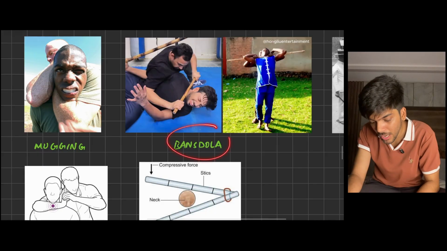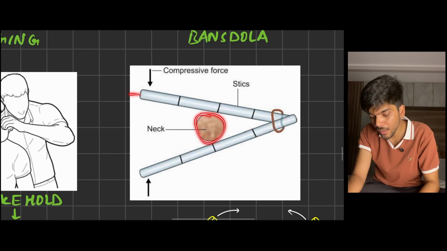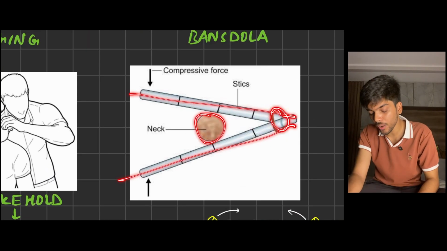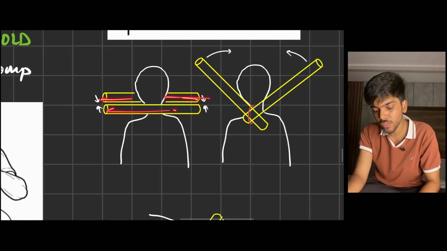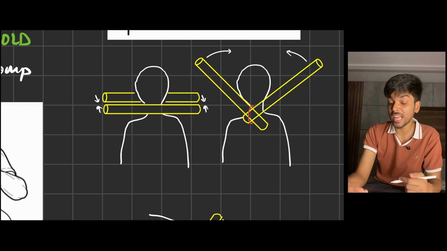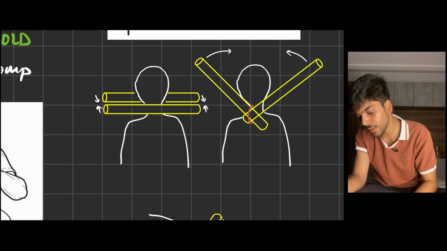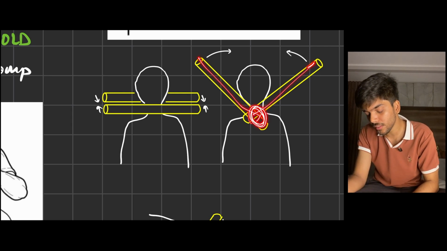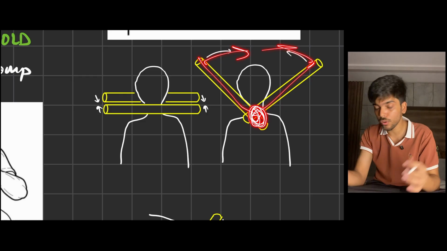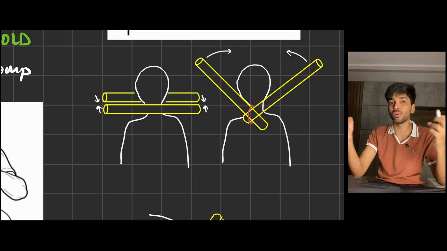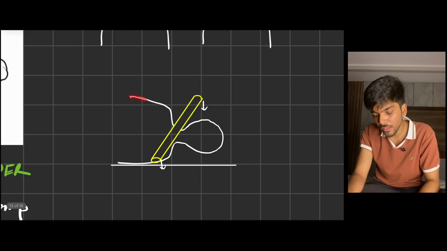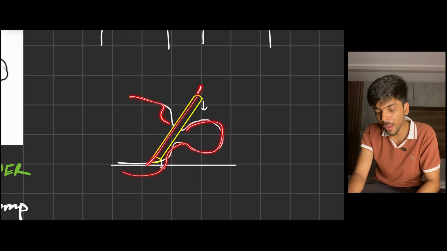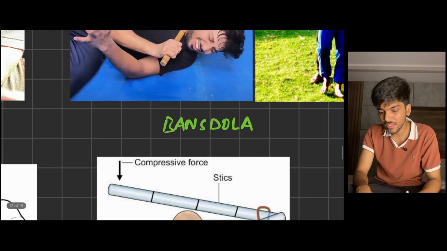Here is bastola, where the neck is compressed in between two bamboo sticks tied at one end. But there are other ways to perform this as well. Two bamboo sticks pushed against one another and in between sandwiched is the neck. Or the same thing, two bamboo sticks tied at one end and then brought closer to one another, approximated, compressing the neck. And then there can be one method where the victim is against the ground and the bamboo is pushed against the victim, as you can see right here.